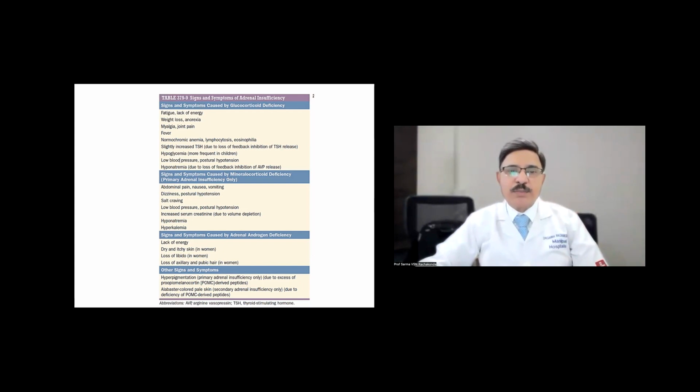Other signs and symptoms: hyperpigmentation, in primary adrenal insufficiency only, not in the secondary.